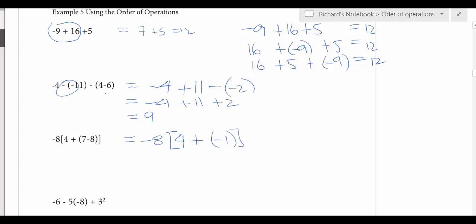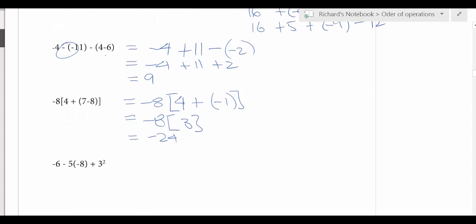There's my square bracket. So now I've got a -8 outside the square bracket, and for my next step, I'm going to add 4 plus -1, which is 3. And now I'm going to multiply, because by default, the assumption here is that the -8 will be multiplied by 3, so that'll be -24.